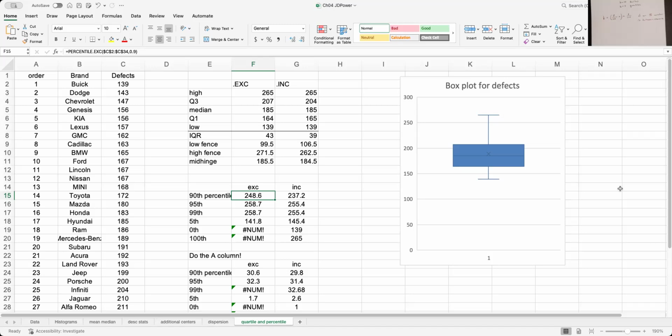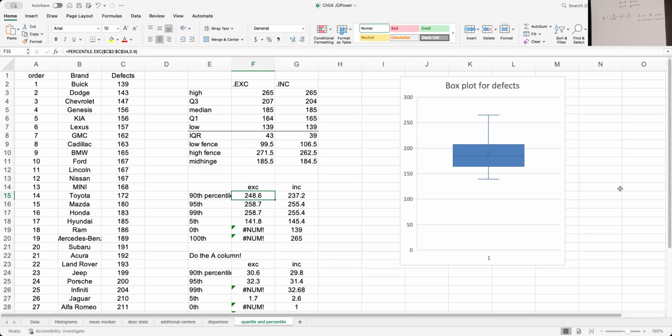The bottom of the box is the first quartile. The line in the middle of the box is the median. The line at the top of the box is the third quartile. That's that central box: Q1, median, Q3. The bottom bar is from the first quartile down to the low. The top bar is from the third quartile up to the high. You will often hear this called a box and whisker plot.